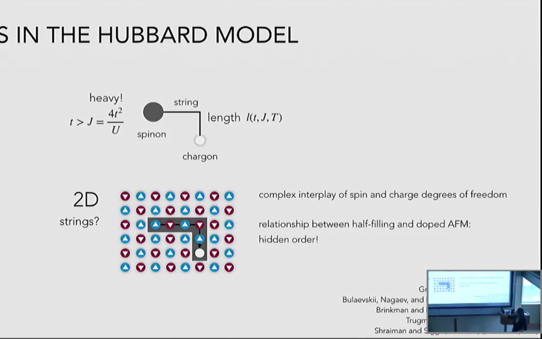And one thing to note is that while this chargon moves very quickly with the timescale of tunneling, this spinon moves very slowly because it requires spin exchanges in order to move. And so the idea is that even at equilibrium, we may be able to detect signatures of these geometric strings. And so what we'll look at in this talk will be at equilibrium.